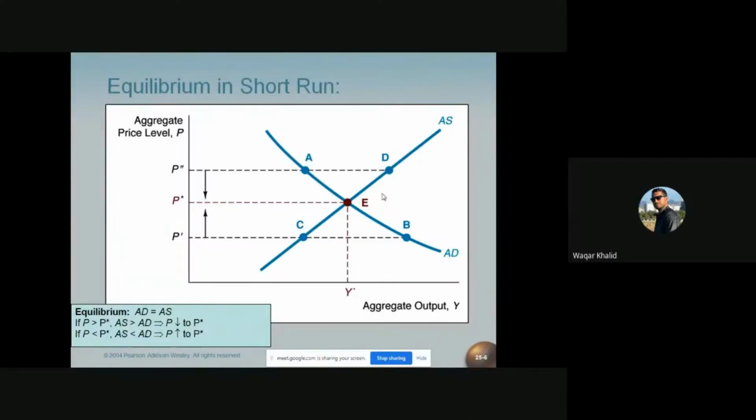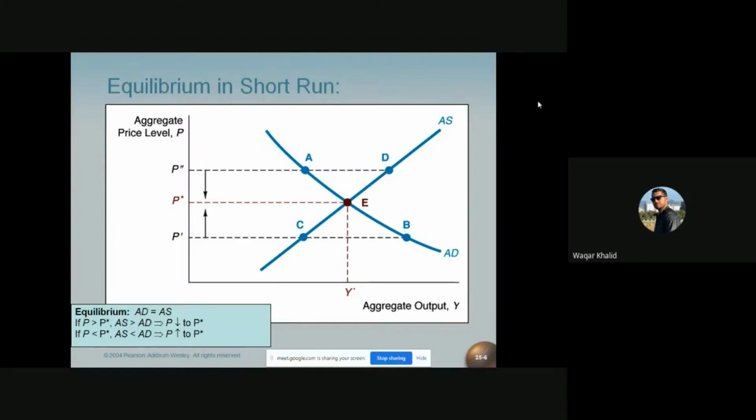How we can get the equilibrium position in the short run. As you know, the equilibrium level of aggregate output and the price level will occur at a point where the quantity of aggregate output demanded equals the quantity of aggregate output supplied. This is the aggregate demand curve AD, and this is the aggregate supply curve. When the aggregate demand and aggregate supply curves both touch each other at a point, suppose point E.